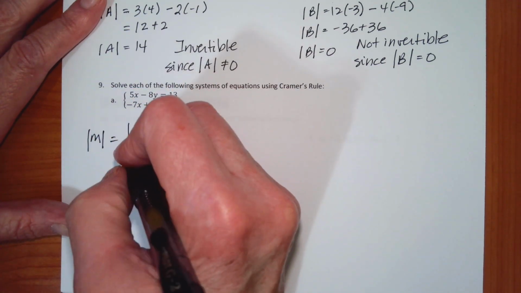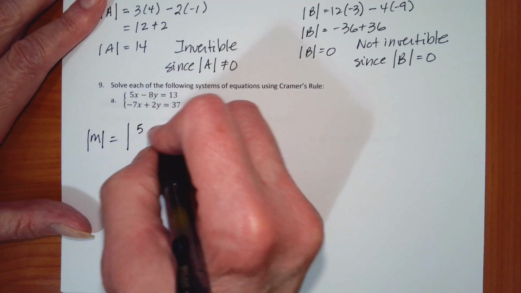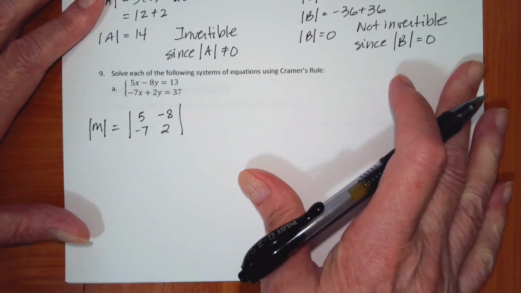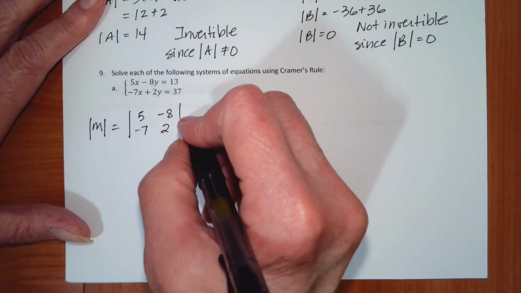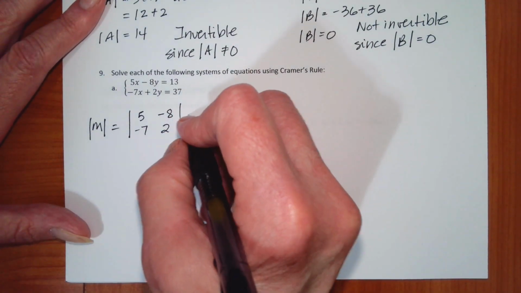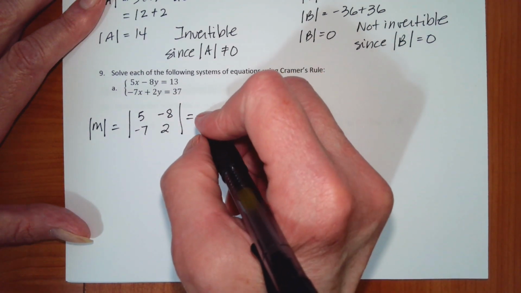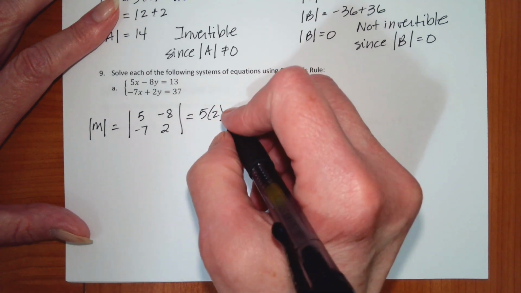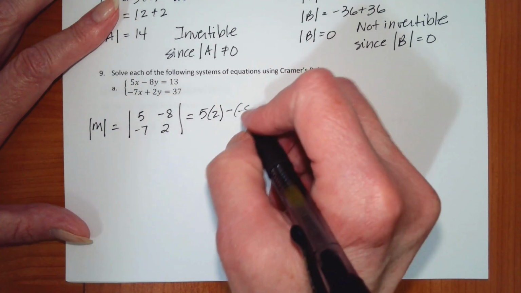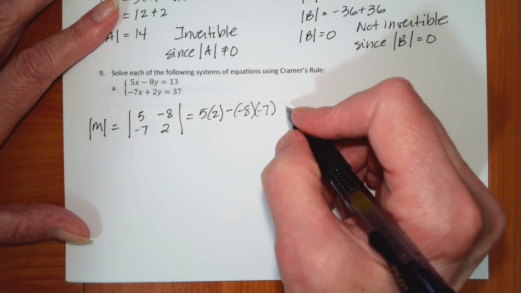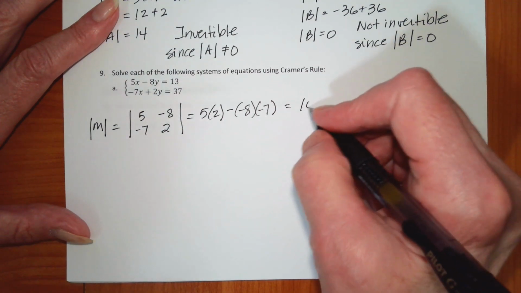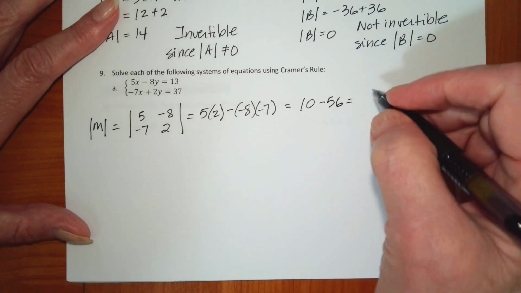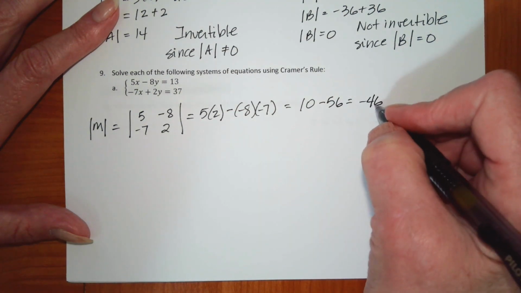Okay, so we have to find the determinant of M, which is the determinant of 5, negative 8, negative 7, 2. So that gives us 5 times 2 minus negative 8 times negative 7, which is 10 minus 56, which is negative 46.